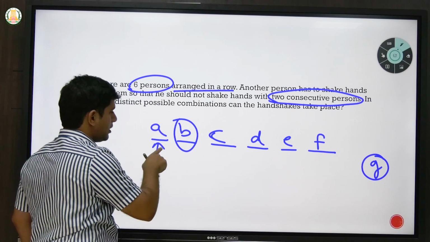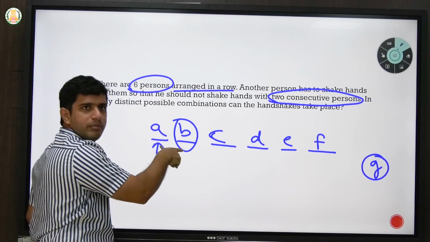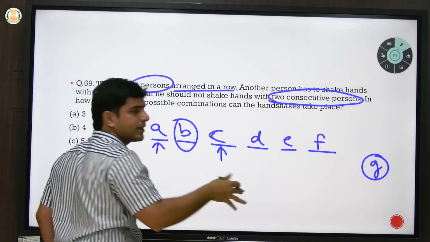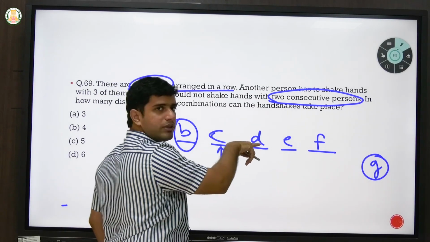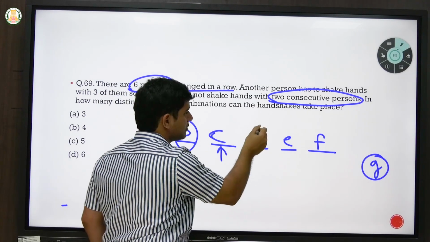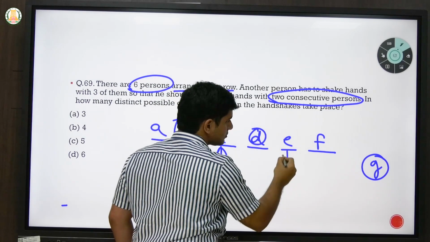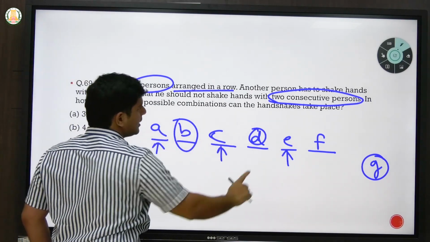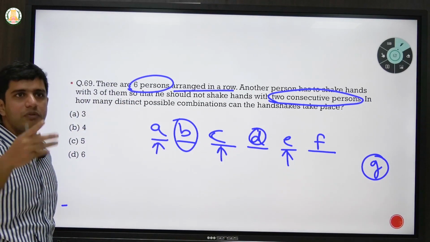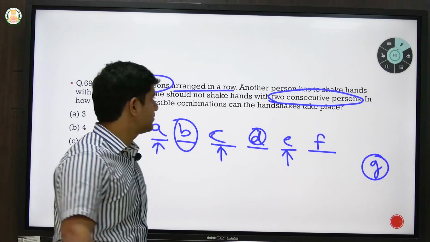But let's say he has first gone to A and shook his hand. Since he can't do it with B, he goes to C to shake the hand. This is the second person. Now since he has gone to C, he can't go to D because that is the consecutive person for him. So next he will go to E. That means when G shakes with A, C, E, it is one possible way of shaking hands with persons who are not consecutive to each other.